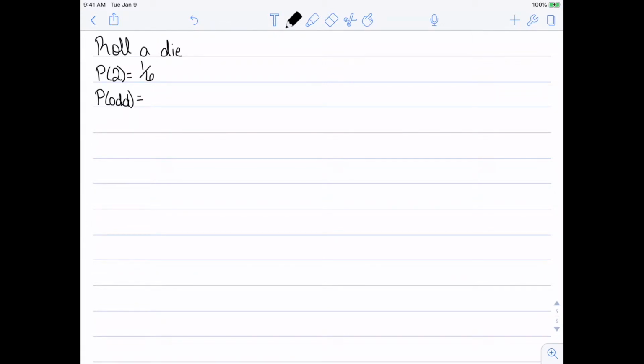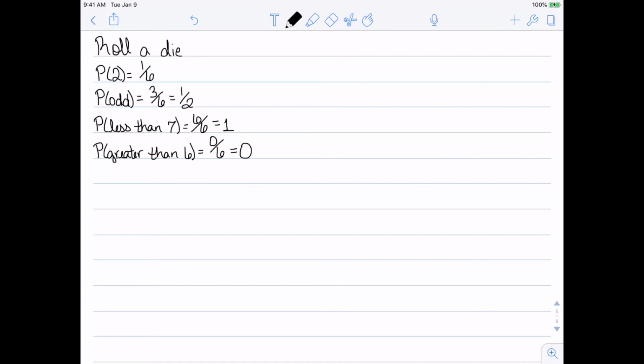What about the probability of rolling an odd number? Well, there are 3 odd numbers on a die, 1, 3, and 5, and there are 6 sides. So the probability would be 3 out of 6, or 1/2. What's the probability of rolling less than a 7? Well, all of the numbers on a dice are less than 7, so it would be 6 out of 6, or just 1. One last one, what's the chance of rolling a number that's greater than a 6? None of the numbers on a die are greater than 6. So there are 0 sides that are greater than 6 and 6 total sides. So this time my probability would just be 0.